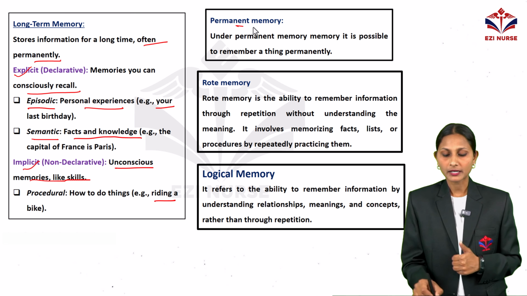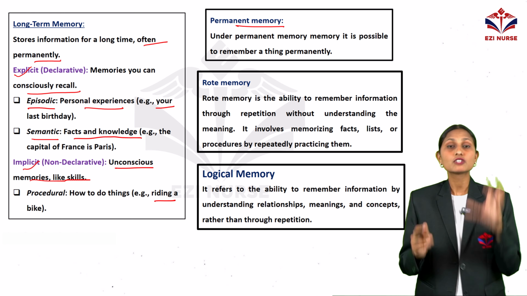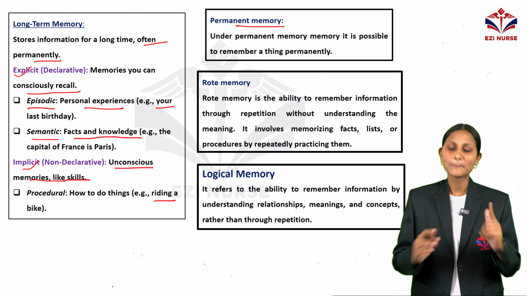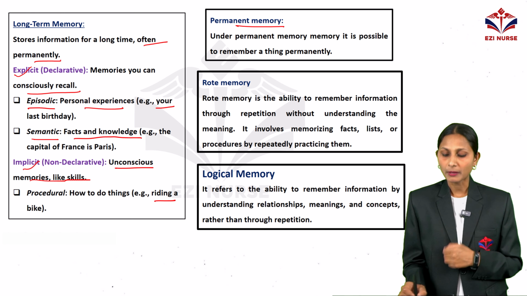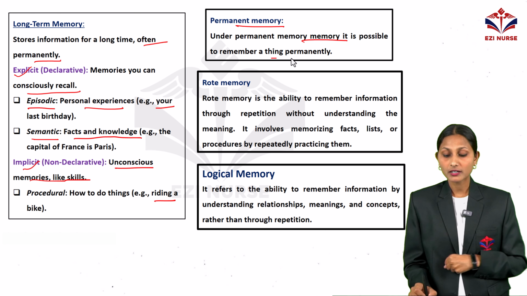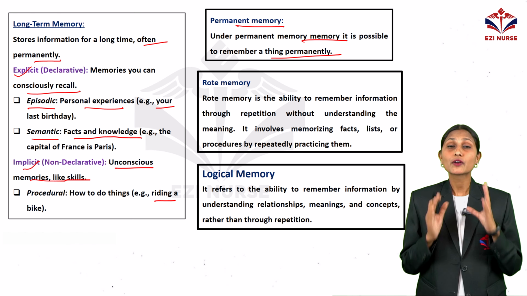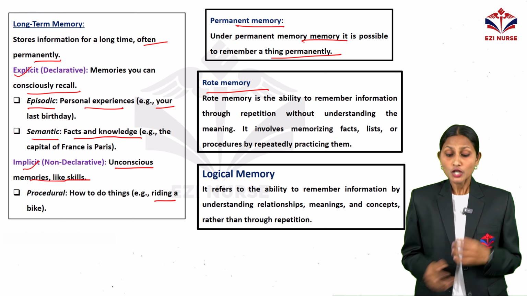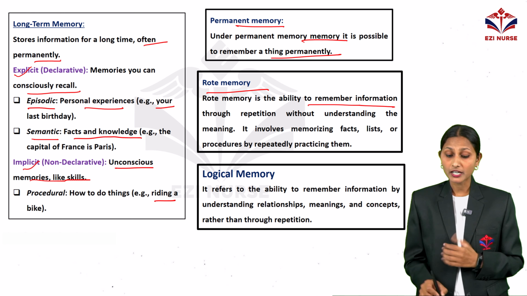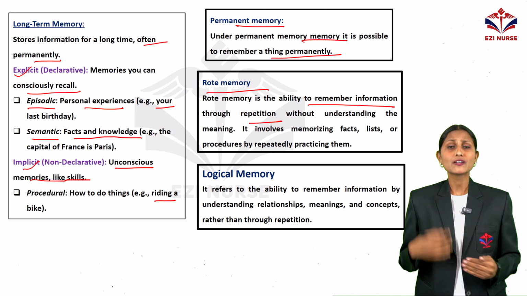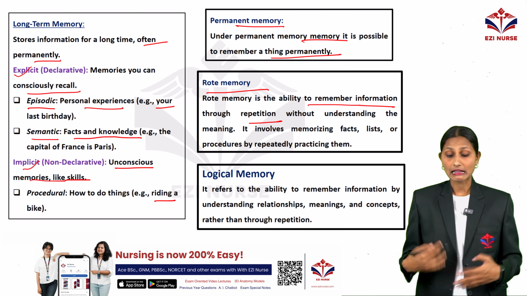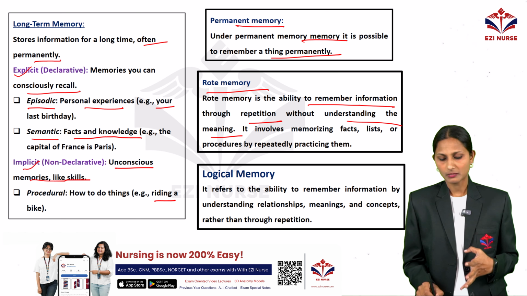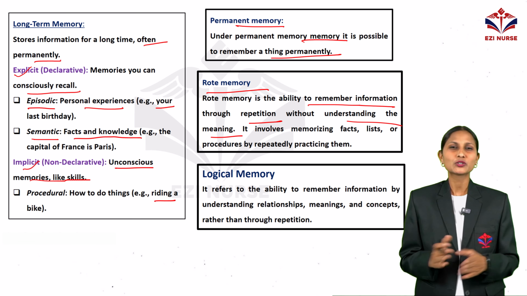Next is permanent memory. These are memories stored permanently in your brain, so it is possible to remember things for a permanent period of time. Next is rote memory. Rote memory is the ability to remember information through repetition. We repeat things again and again without understanding the meaning, so here we do not focus on the meaning.